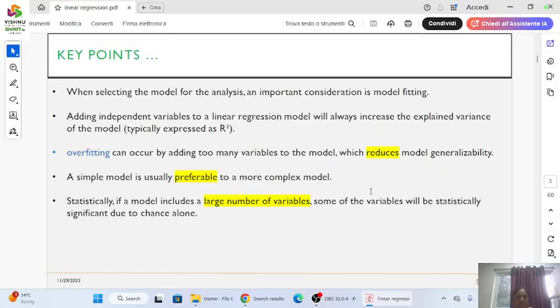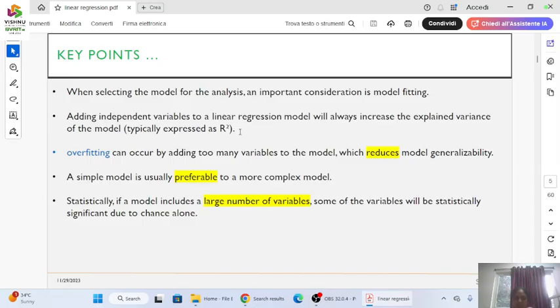Now, key points when selecting the model for the analysis: an important consideration is model fitting, meaning how well the regression line is going to fit. Adding independent variables to a linear regression model will always increase the explained variance of the model. Typically we express that as R square. You can observe that with the coefficient of correlation and R square too, as we have gone through when taking the test of hypothesis.